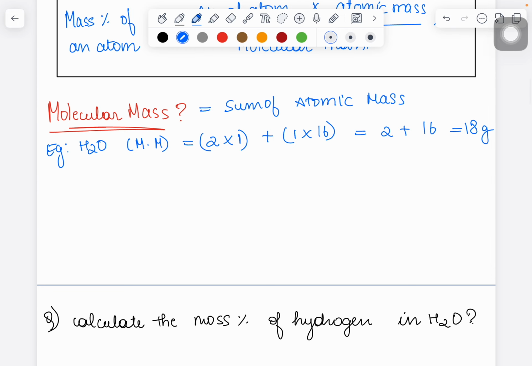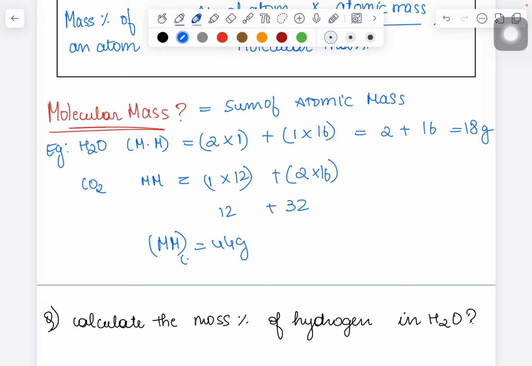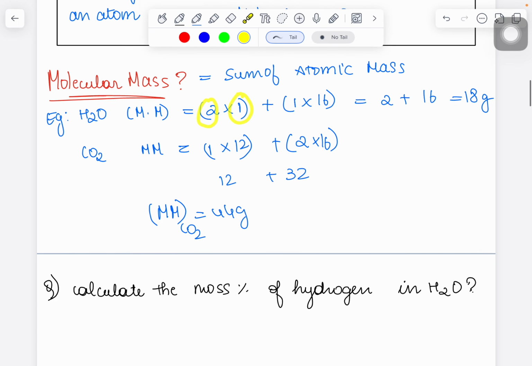Is it clear? Next example, CO2. The molecular mass of CO2: how many carbons do we have? We have 1 carbon, and the atomic mass of carbon is 12. Plus how many oxygen? We have 2, and the atomic mass of oxygen is 16. So 12 into 1 is 12, plus 32, so we have 44 grams. This is the molecular mass of CO2. Is it clear how to find the molecular mass? It is nothing but the sum of atomic masses. This is the number of atoms, and this is the atomic mass of the particular atom.